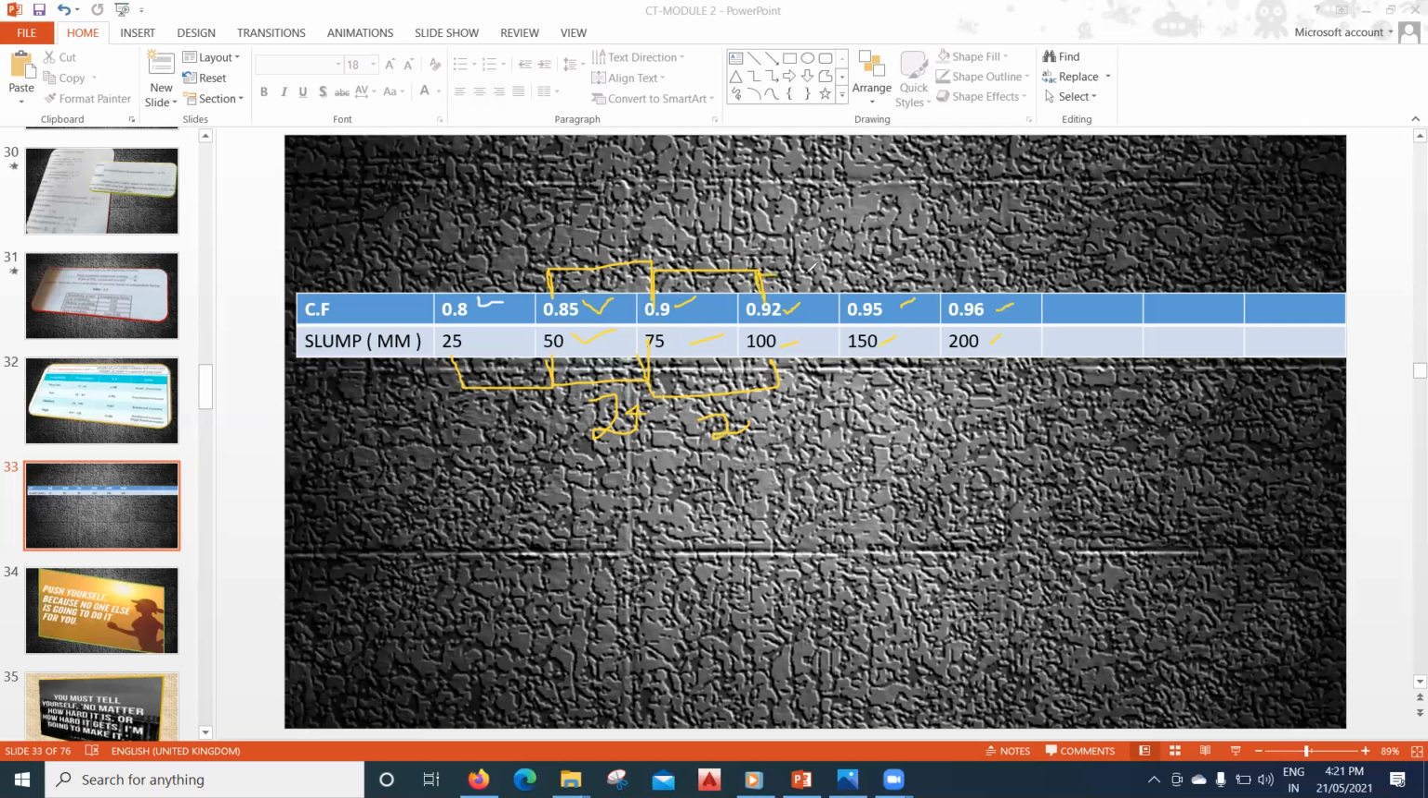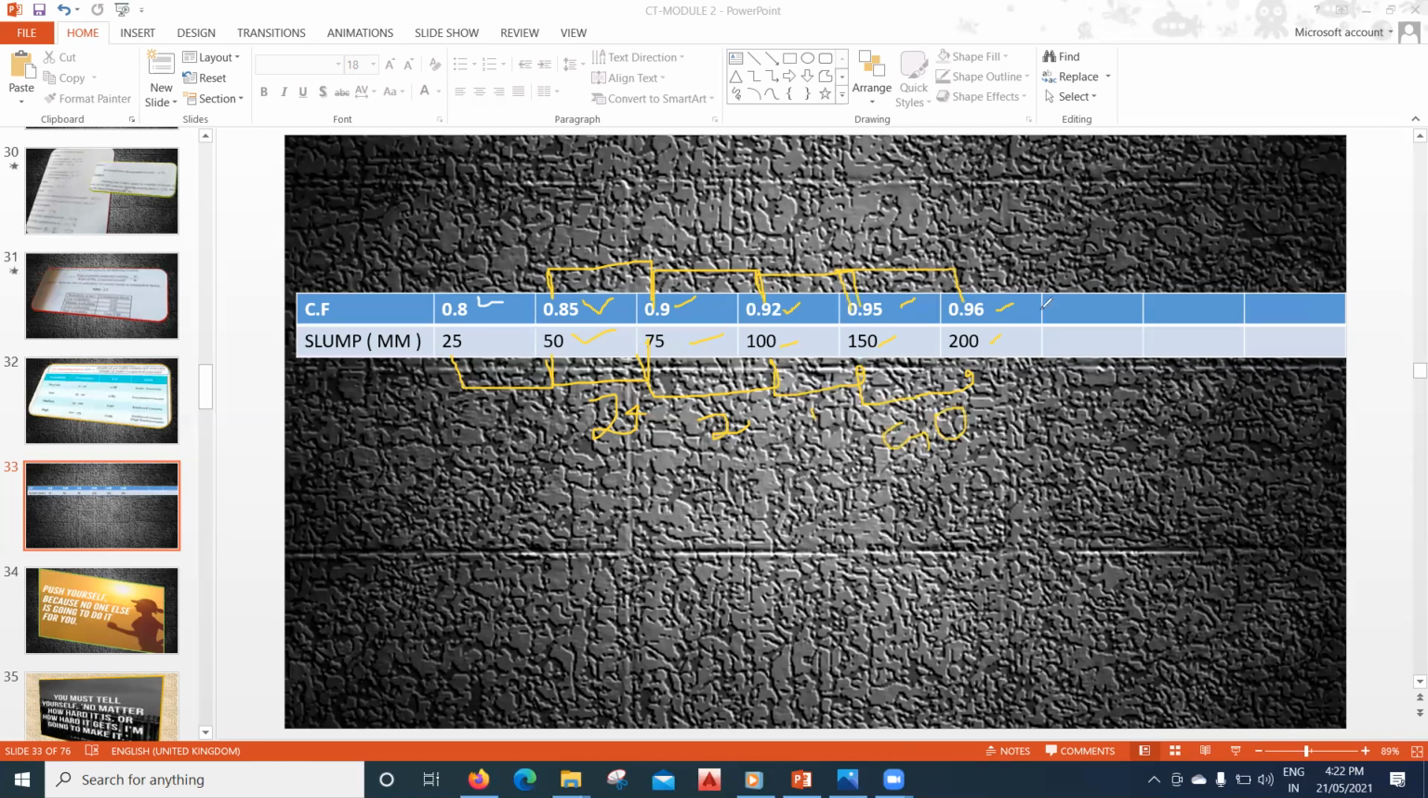Now from 0.9 to 0.95, there is an increase of 0.05 in the compaction factor, but there is an increase in the slump of 150. But now from 0.95 to 0.96, there is an increase of only 0.01, but look at the increase in the slump here. Again, it is increased by 50 mm.